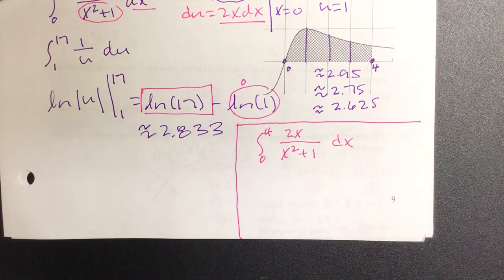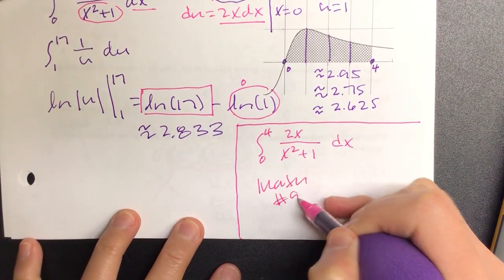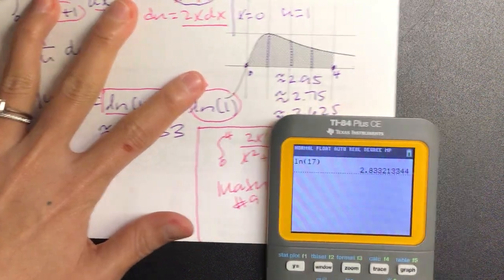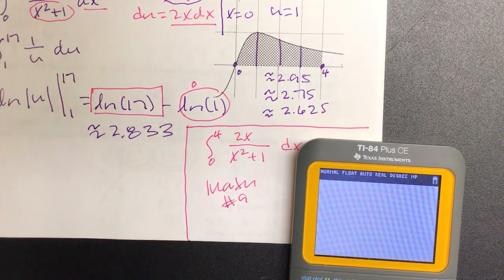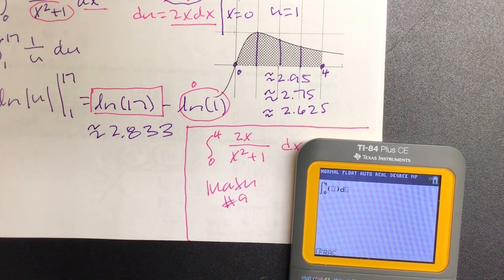So at this point, I did no math. All I did was copy what was given to me. So when I go to math number 9, 0 to 4, put in the value.